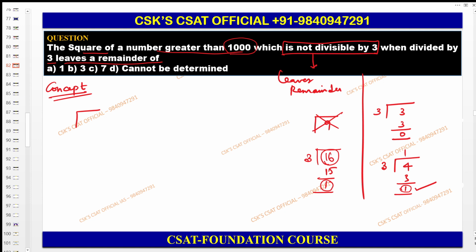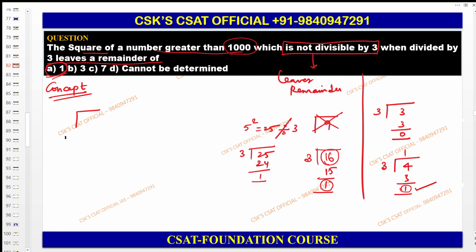Now listen very carefully. If you want, you can do 5 square, 25. 25 is a number which is not divisible by 3. When 25 is divided by 3, what is the remainder? That is the question. 24 goes, 1 is the remainder. So in all the cases, it gives you a remainder of 1. So the answer for this question is 1. So you need to note this simple logic here.